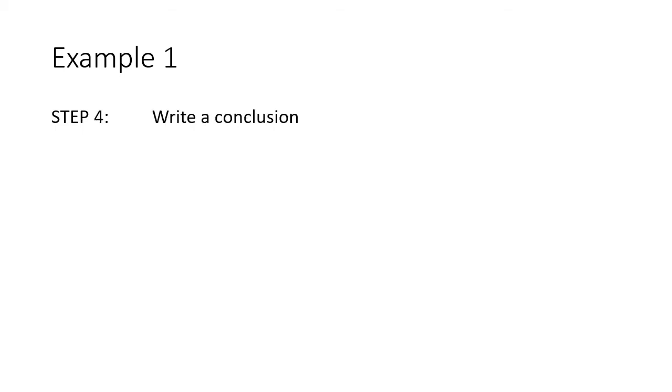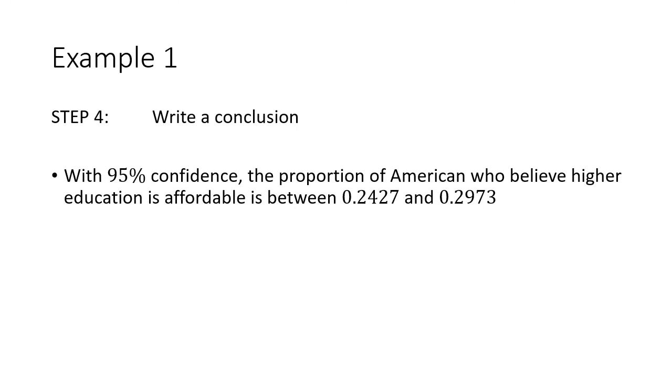And now we're up to the last step. I just have to write a conclusion. Now, there are several ways that you can do this in a professional setting, and we'll talk about what we absolutely need to include. So the first way we can write this is we say with 95% confidence, and you always want to include your confidence level in your conclusion, the proportion of Americans who believe higher education is affordable is between my lower and my upper bounds, 0.2427 and 0.2927. And that proportion is somewhere between those two bounds.